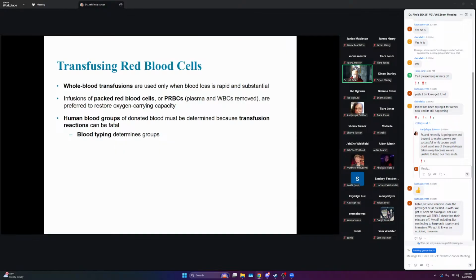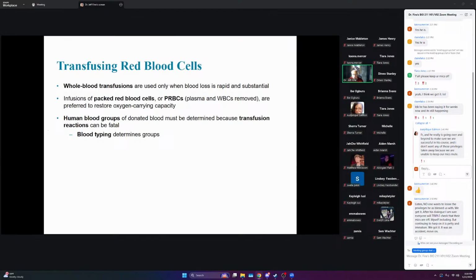We also sometimes see whole blood transfusions in situations of armed conflict, like in a war. Medics are armed with whole blood transfusions because they just want to get as much blood as possible into someone who's severely injured, because it's better than nothing. Okay. Typically in healthcare, though, we don't do whole blood transfusions.